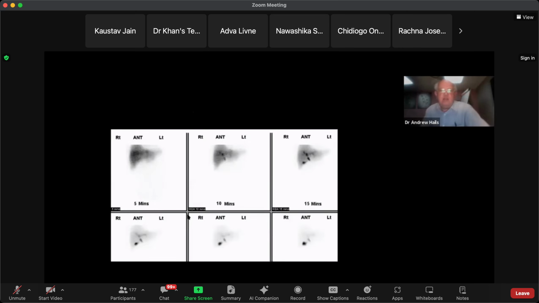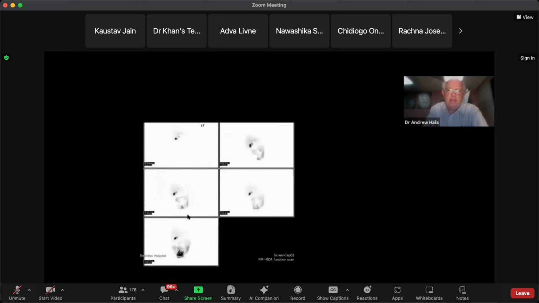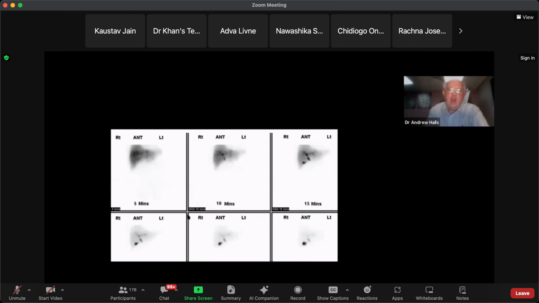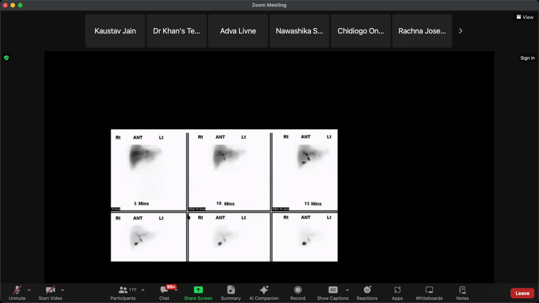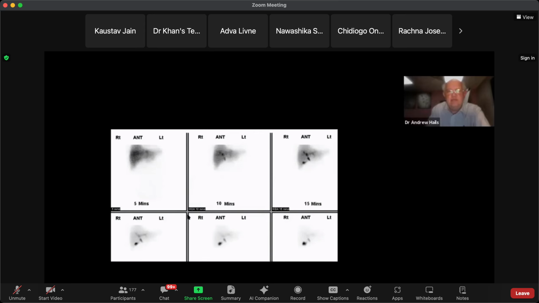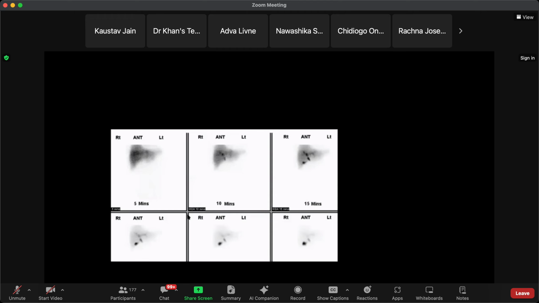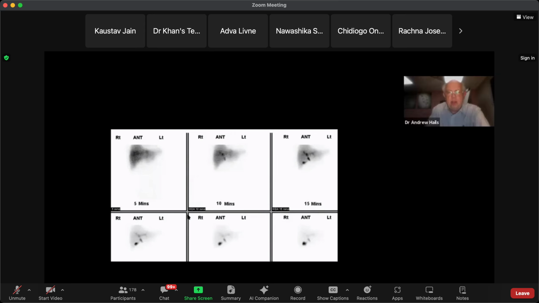Now, I would like to ask about this one, which is much more commonly done. So I've got two sets of images. Could you tell me what scan this is and what it shows? So this was a HIDA scan. Right. It shows excretion of the isotope through the biliary tree. Right.